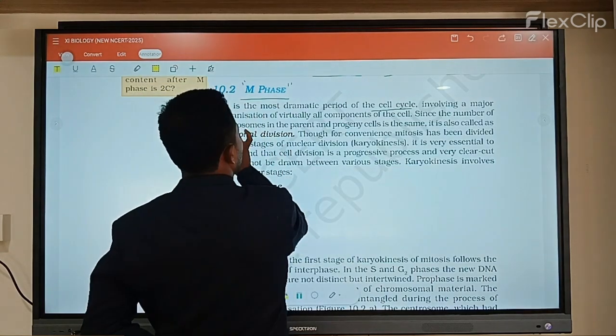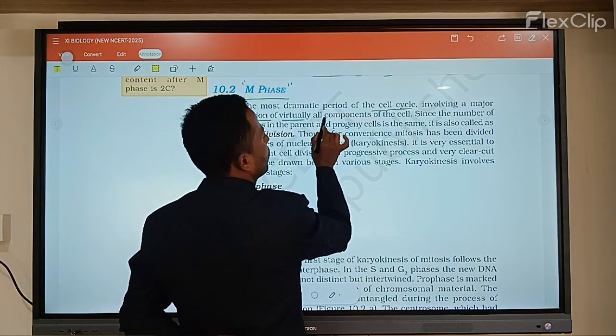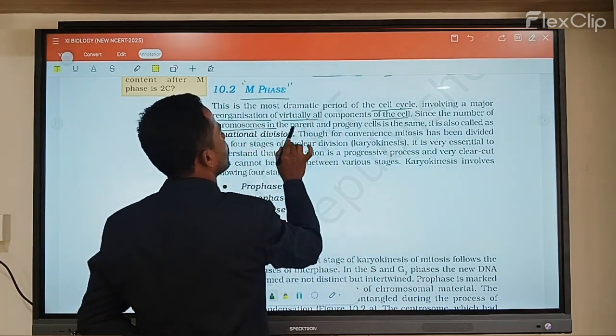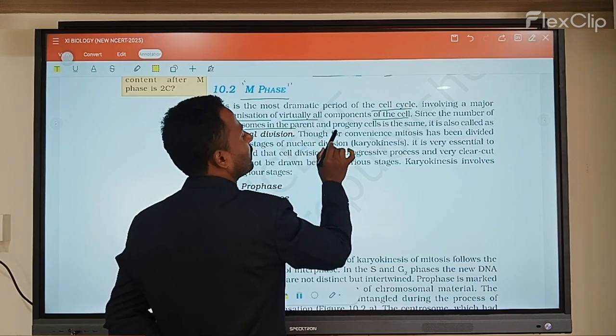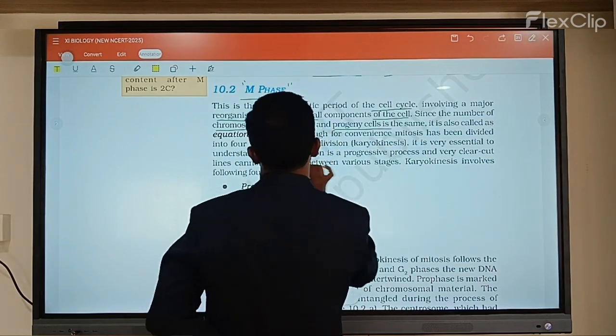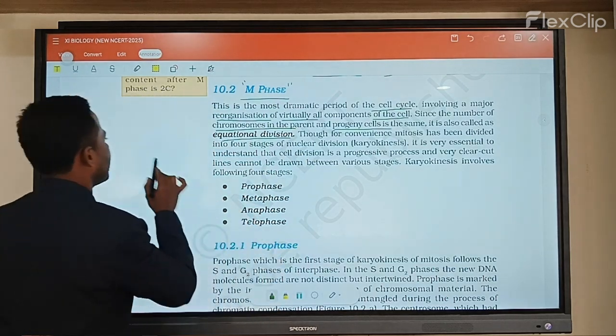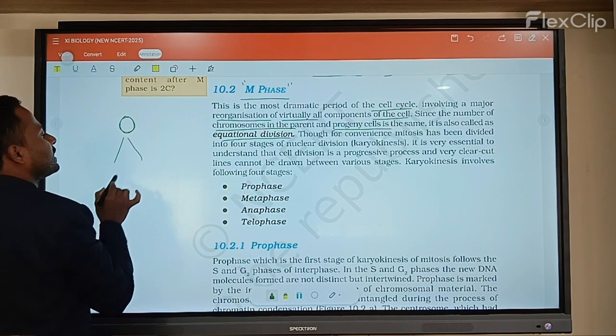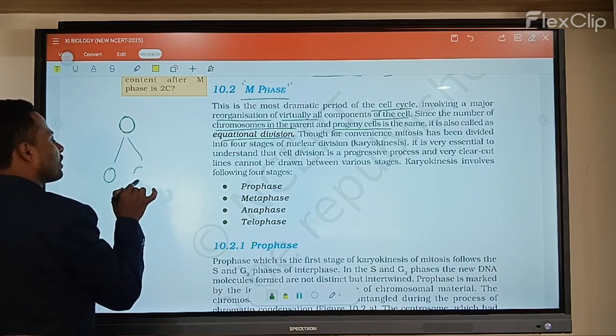It involves the major reorganization of all components of the cell, since the number of chromosomes in the parent and the progeny cells remains the same. It is also called an equational division. So what are we saying here? Here one parental cell is present. This parental cell divides to form two daughter cells.